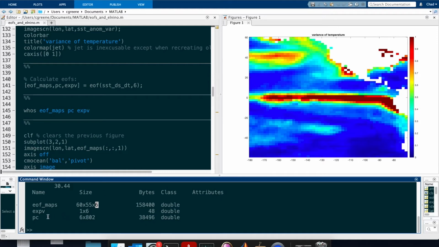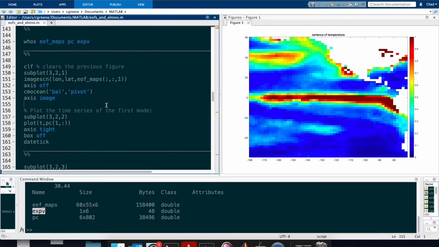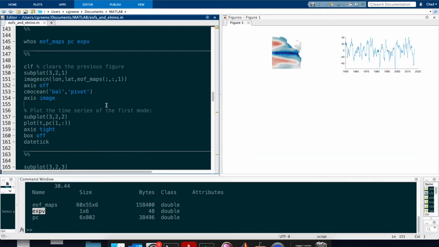The PC variable is the principal component time series. So for each of the 6 modes of variability, we have 802 time series entries. And then we'll get to the explained variance in a second. But right now, let's just plot the very first mode of variability. And that's what we have here.